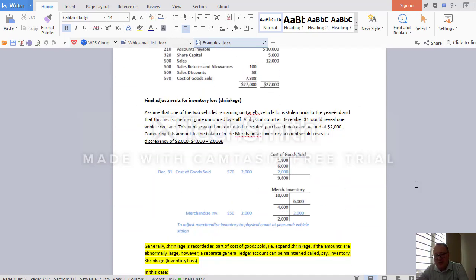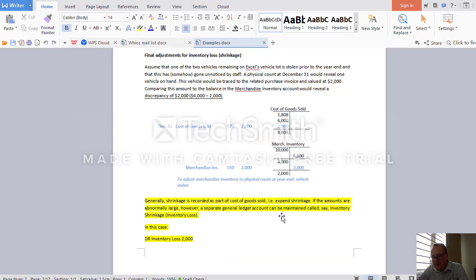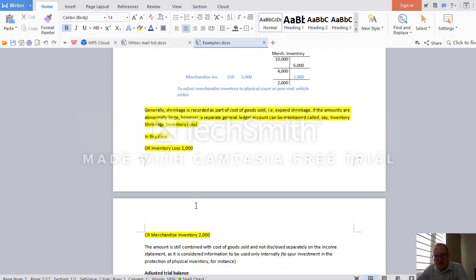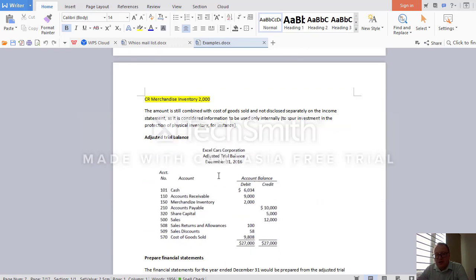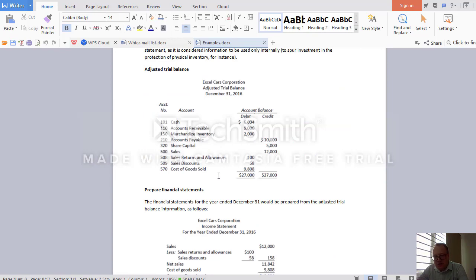So here we decide to debit cost of goods sold against merchandise inventory credit, and as a result cost of goods sold becomes 2,000 bigger, 9,808, and merchandise inventory becomes 2,000 smaller. Alternatively, if the shrinkage is large, you can use merchandise inventory account, so it will become smaller, and debit inventory loss, that would be another account, not cost of goods sold. So that's pretty easy for the perpetual inventory system.